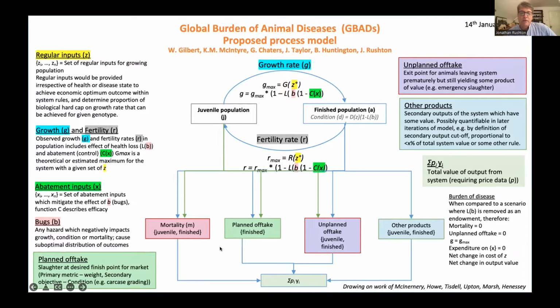So we're interested in the things that come off in terms of mortality, possibly things that come off the system in terms of unplanned offtake. So it could be animals that are condemned in the slaughterhouse, or animals that have to be culled too early, and then other products such as milk, eggs, or meat in that structure.